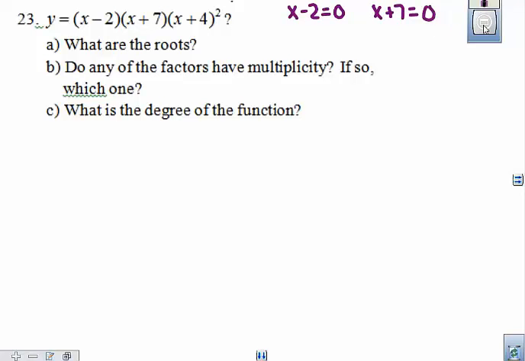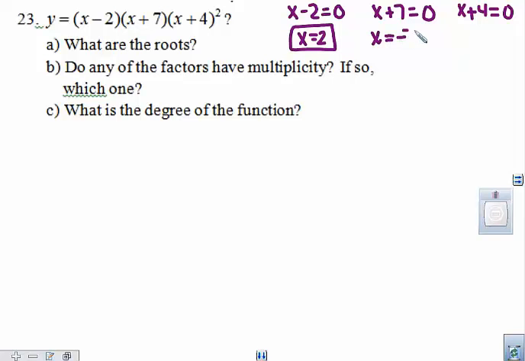and solve. Now notice the last one has that squared on it. Okay, so that would be x plus 4 times, that's a plus, times x plus 4. So I would just write it again, but I don't need to because I'm going to get the exact same thing. But that's going to come in when it asks about multiplicity. So when I solve this, I get x is positive 2, x is negative 7, and x is negative 4. So I have 3 roots there.